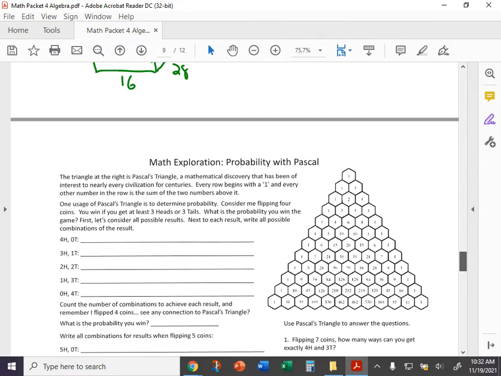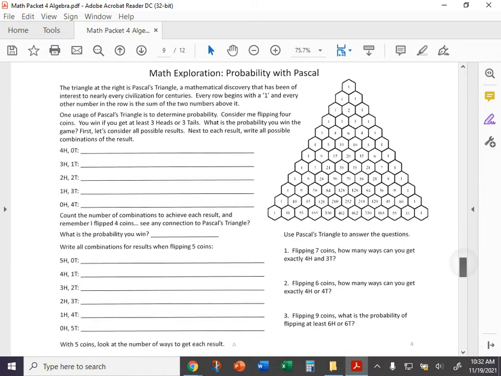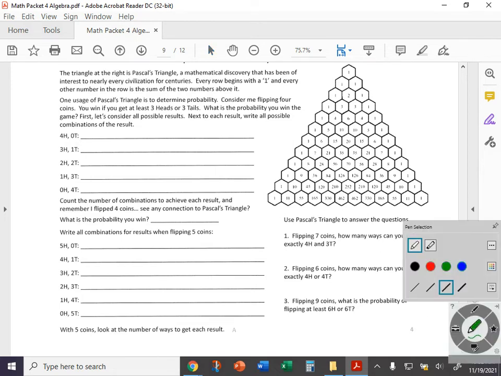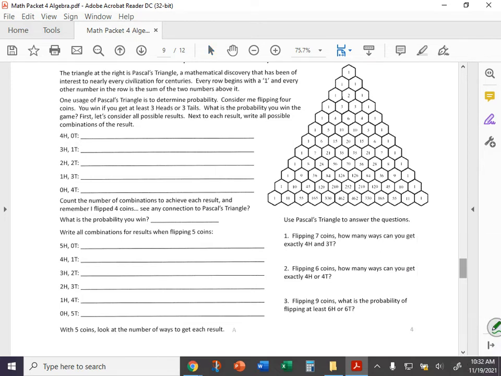Next one, we move on to Pascal's triangle with probability. It's one usage. We've looked at a lot of different usages for Pascal's triangle here. Another big one is determining probability. Here's the situation. It says, consider me flipping 4 coins. You win if you get at least 3 heads or 3 tails. What is the probability you win the game?